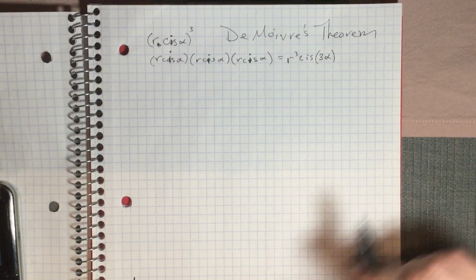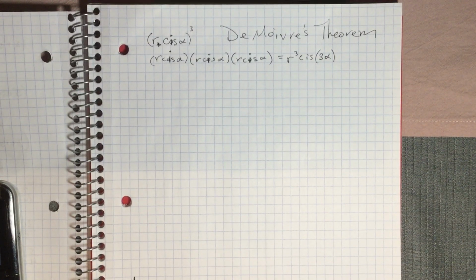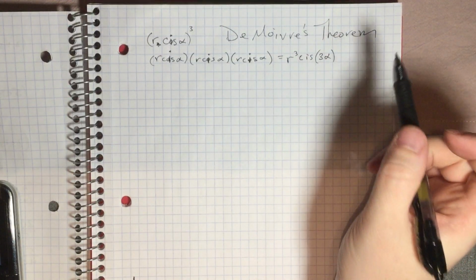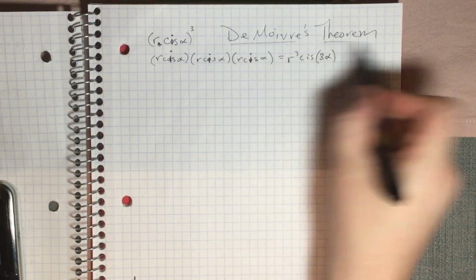It's de Moivre's theorem. Okay, the cat is now on the table and he's prowling. Get off. Okay. I'm glad that you can't see that.